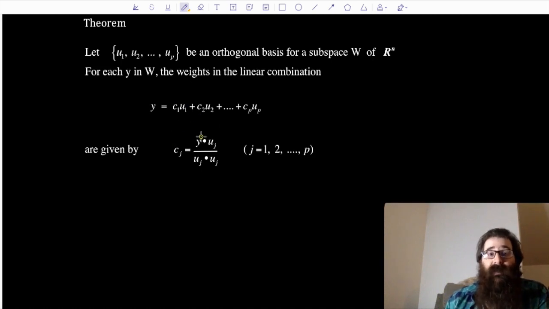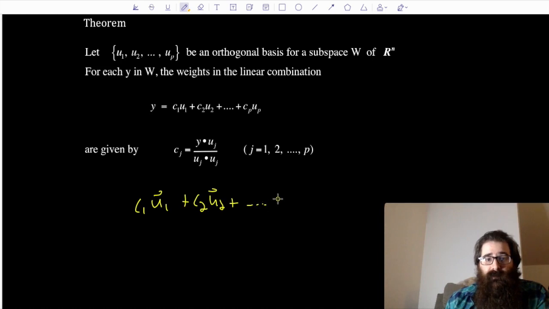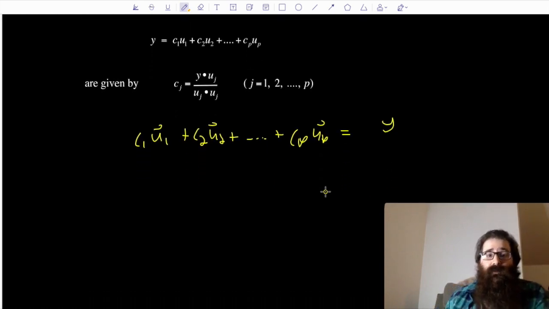And we can show this, and it's not dissimilar from what we just did. Here I have this linear combination, y. Let's start with c_1 times u_1 plus c_2 times u_2, and so on, plus c_p times vector u_p, is equal to y. What I want to show is that I can build out these coefficients without having to actually solve for them using matrices and things like that. We can actually just use dot products.